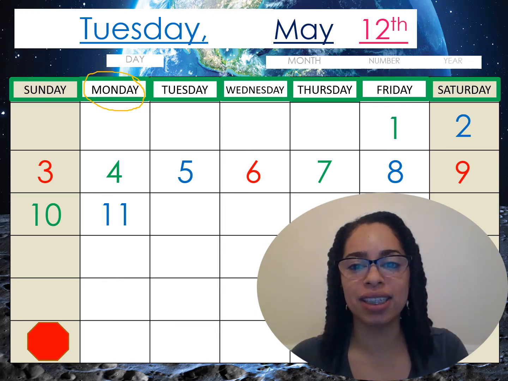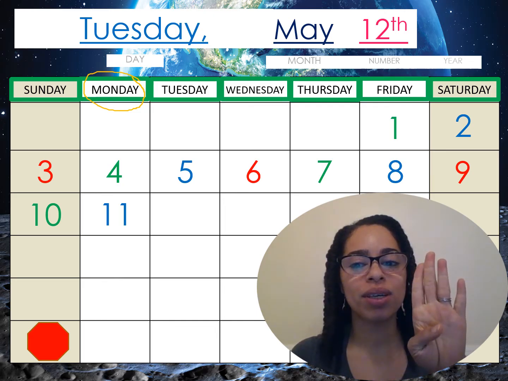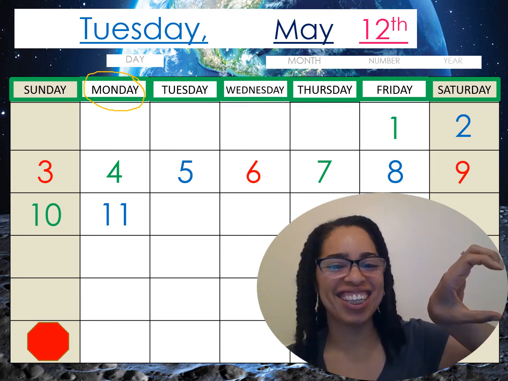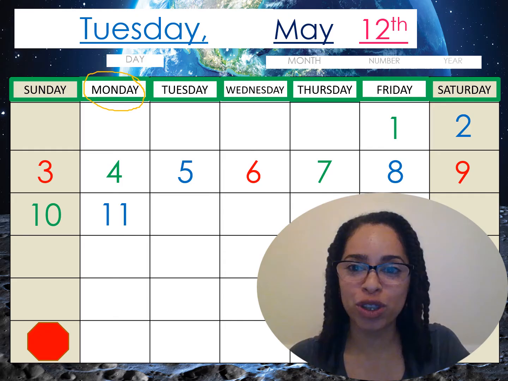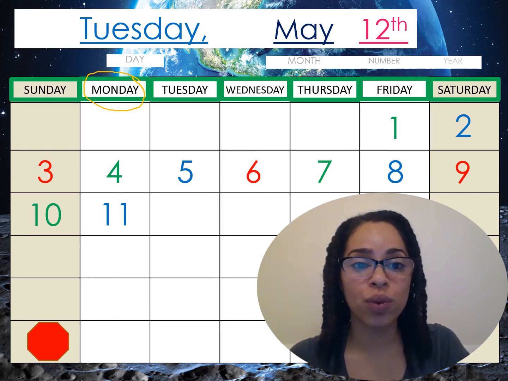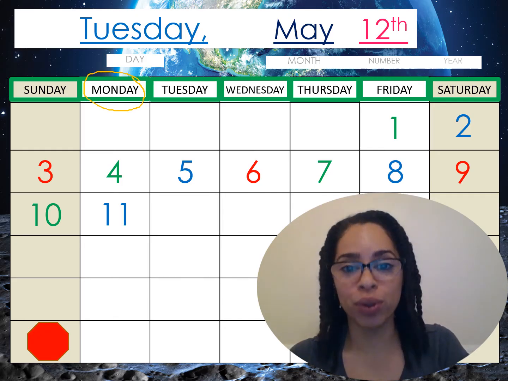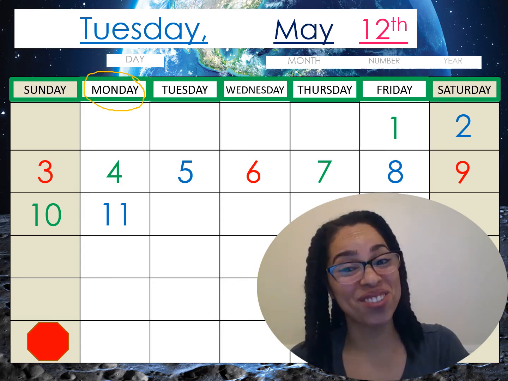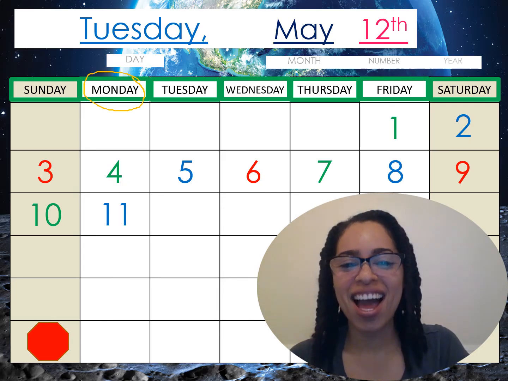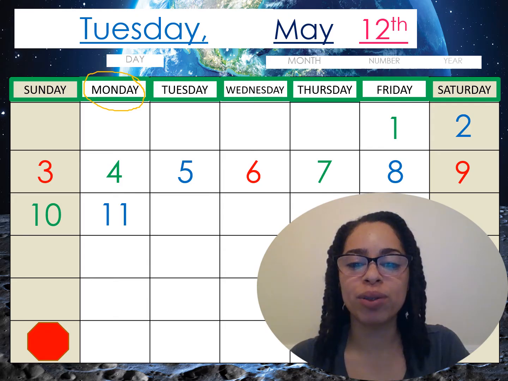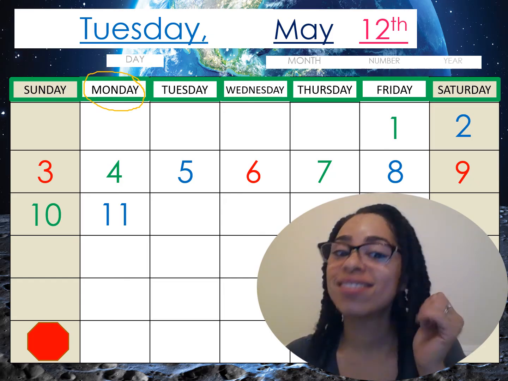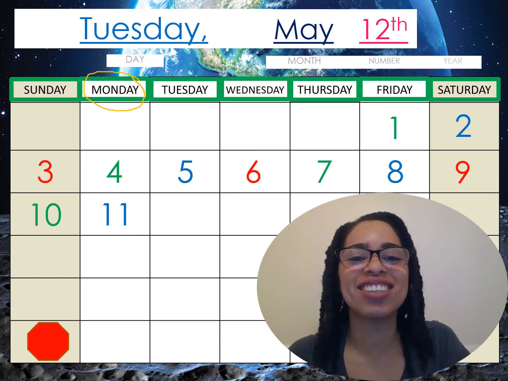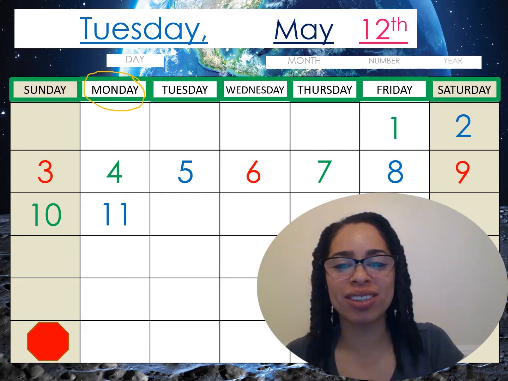We're extending this A, B, C pattern. We're alternating the colors green, blue, red. Green, blue, red. Yesterday's color was blue. So, green, blue, red. Very good, guys. So let's go ahead and get our magic fingers out.